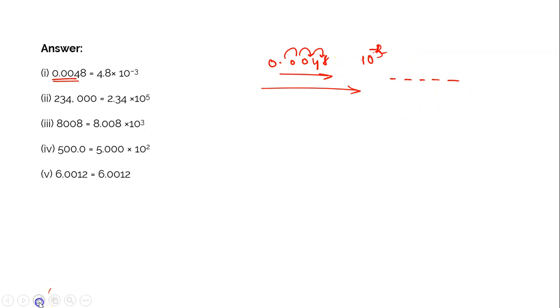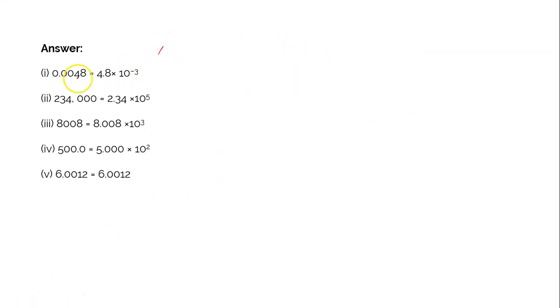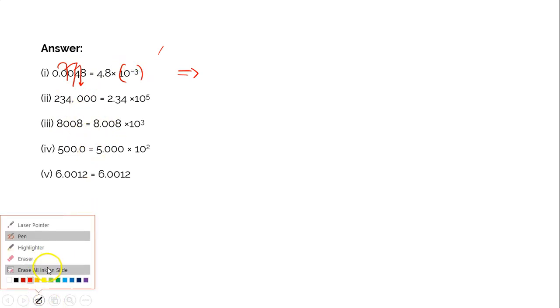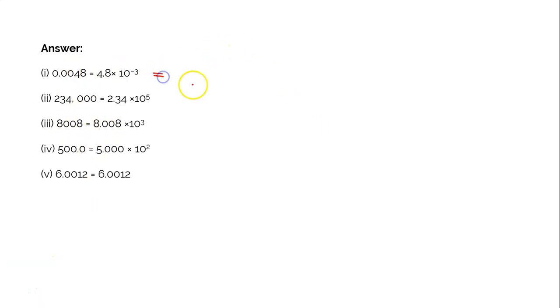So the number that we have right now is 0.0048, being converted into scientific notation. Moving the point by 1, by 2, by 3, so it has to be 10 power minus 3: 4.8 into 10 power minus 3. If you still want to convert it, you can also write it as 48 into 10 power minus 4. Okay, next one, 234,000, being converted into scientific notation.